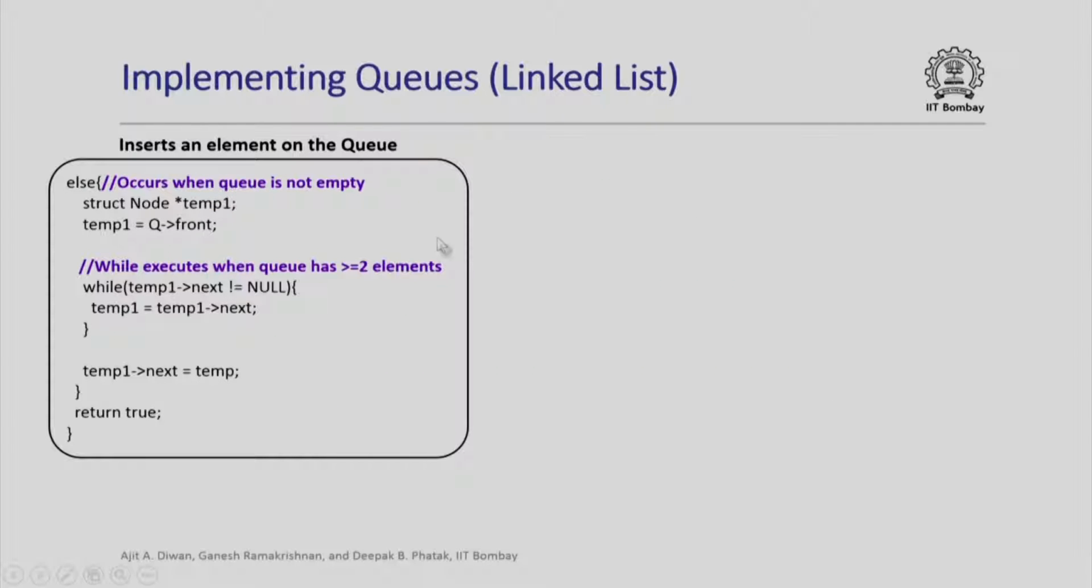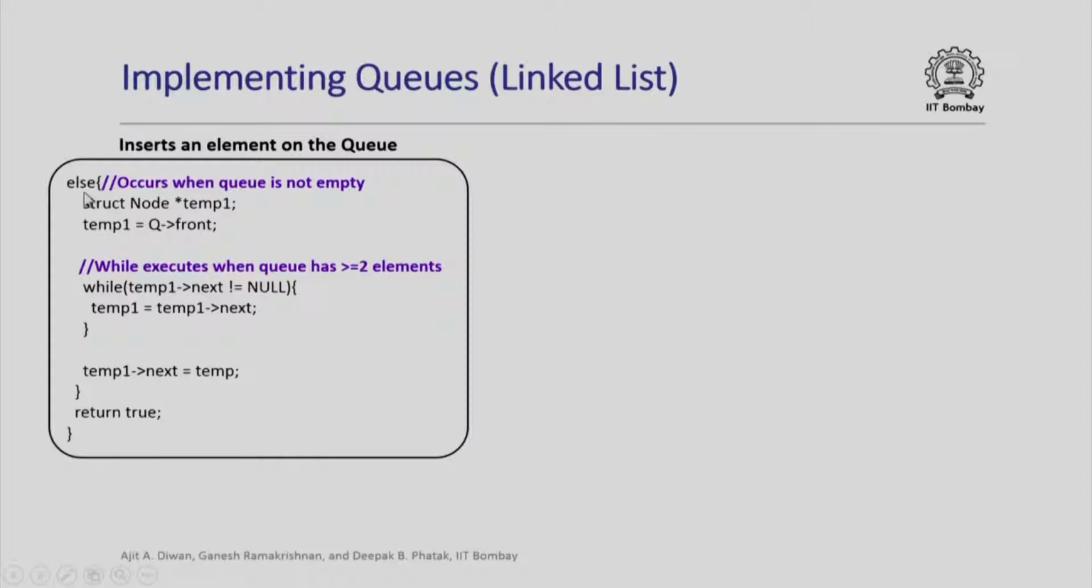Consider I wish to insert an element when the queue is not empty. That is when I will come to the else part. That means it already has one or more elements in the queue. Now I will need, because remember what I said earlier, we will have to actually push the new elements at the end of the queue.